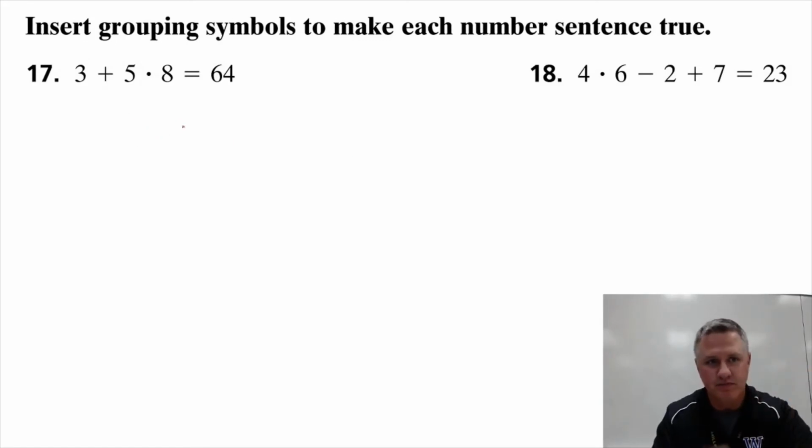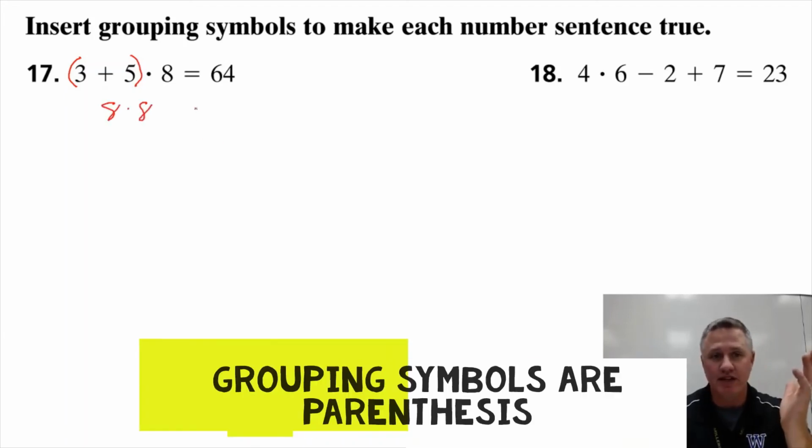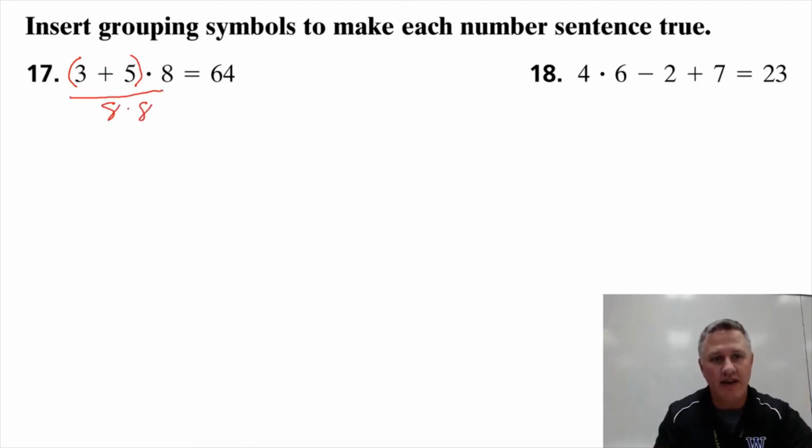How about that? Let's insert grouping symbols to make this true. If I did this, 3 plus 5, all right, if I did it that way, I'd have 8 times 8. And that looks right. 8 times 8 is 64. So that is correct. That's where you enter your grouping symbols. And if I put them in the other spot, it wouldn't work.